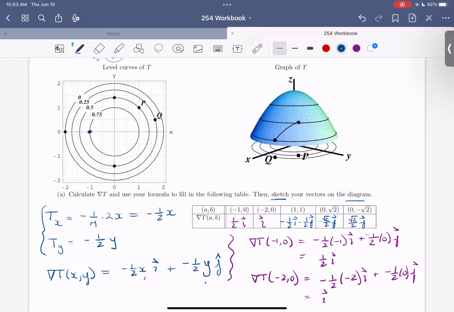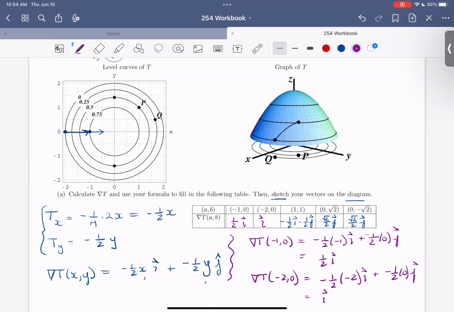What does that vector look like at that point? Well, it's 1/2 i. So it's going 1/2 in the i direction. So it would be this vector here. All right. So that is the gradient vector at -1, 0. So at -2, 0, we're over here. And what does that gradient vector look like? Well, it's just i. So now it's going a whole unit in the i direction. So it's a little bigger. So now what I'd like you to do is graph the remaining 3 gradient vectors. And when you're ready, we can compare our work.